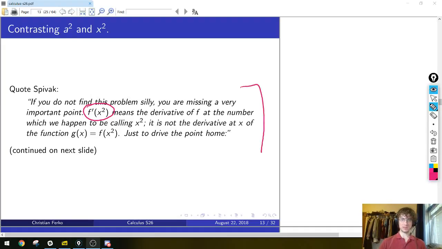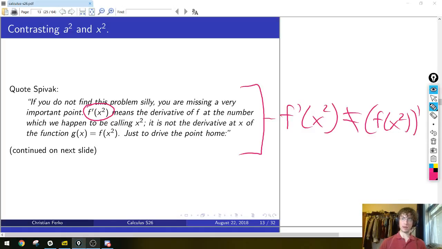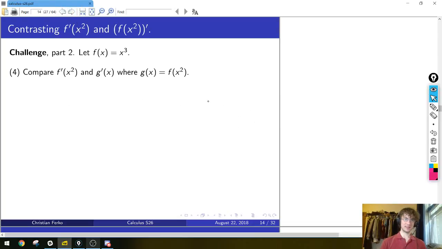But just to translate this paragraph for you, what Spivak is saying is that f prime at x squared is absolutely not the same as f of x squared prime. He's saying f prime of x squared is the derivative of f at the number x squared. It's not the derivative of this other function, f of x squared. So it's not the prime of f of x squared. So let's see that explicitly to drive the point home, as he says. So same function, f of x equals x cubed. I'll copy the answer you gave me a moment ago.